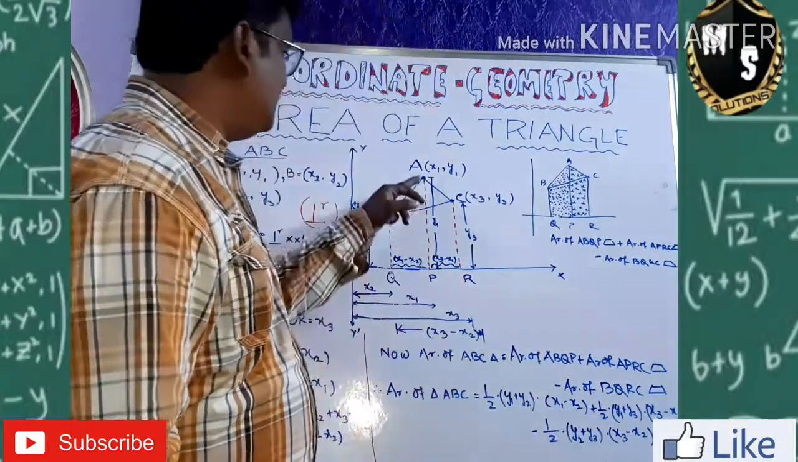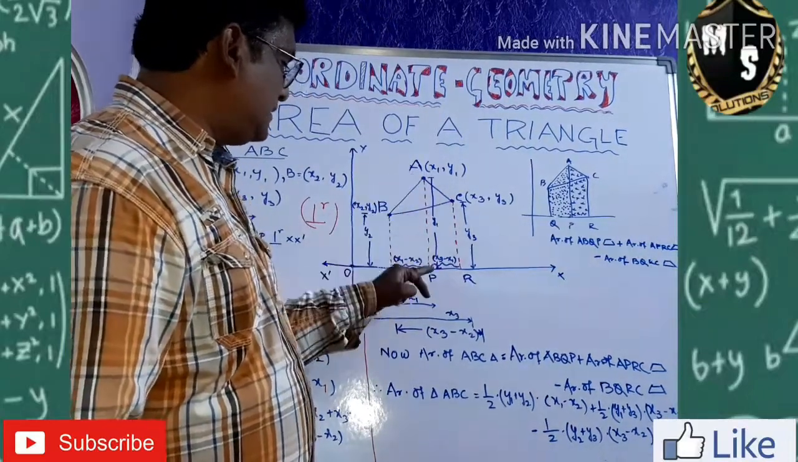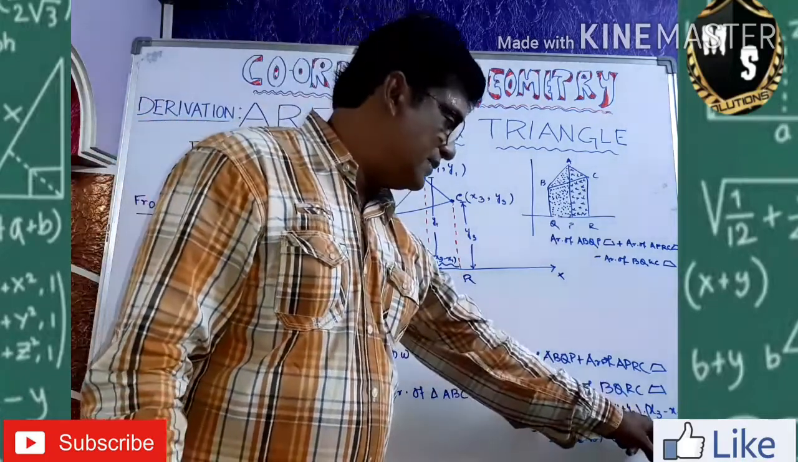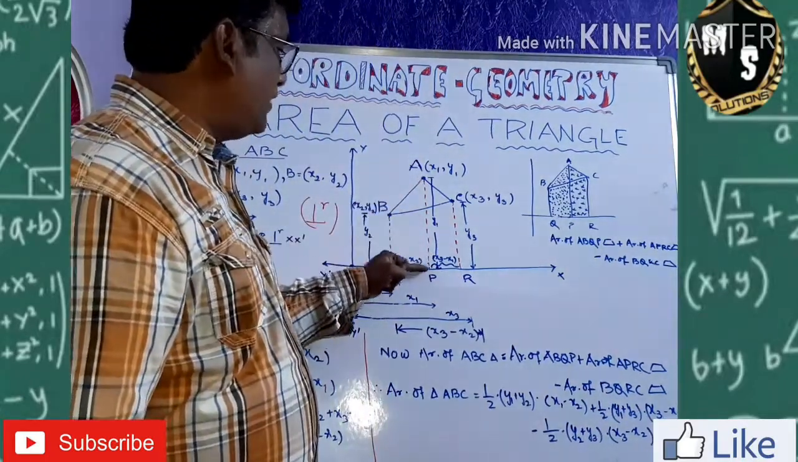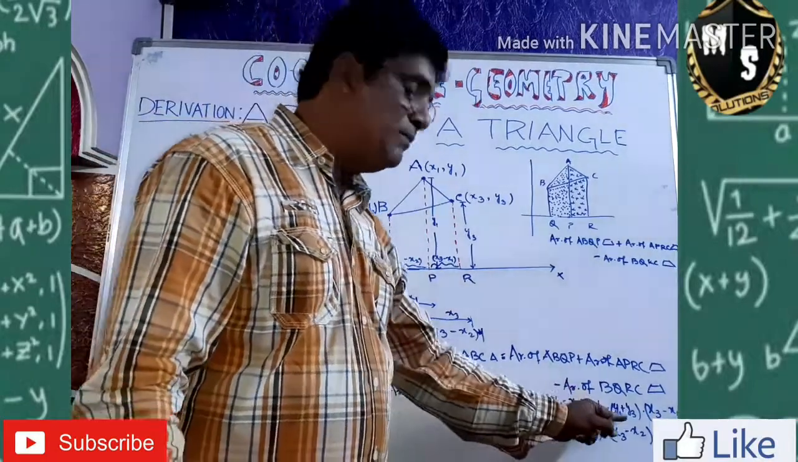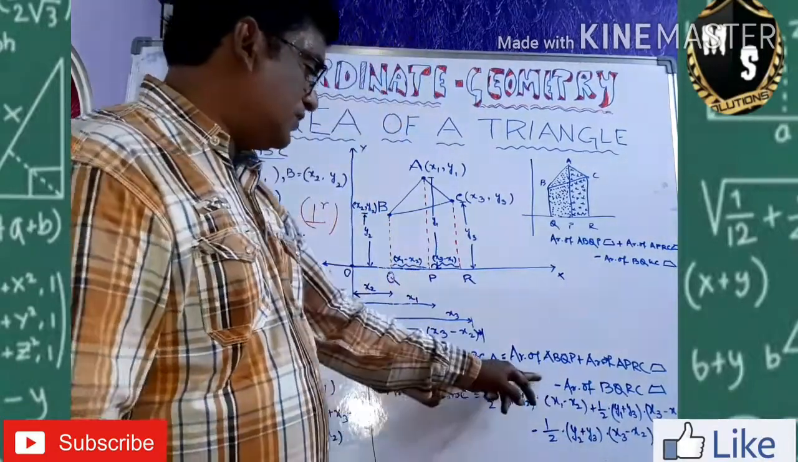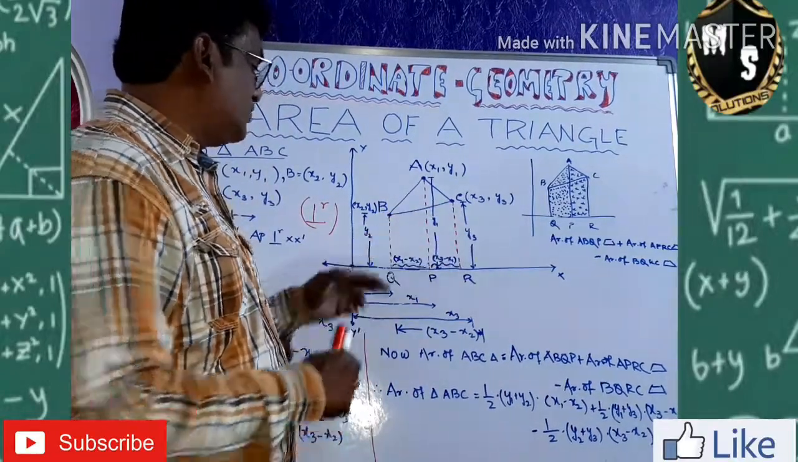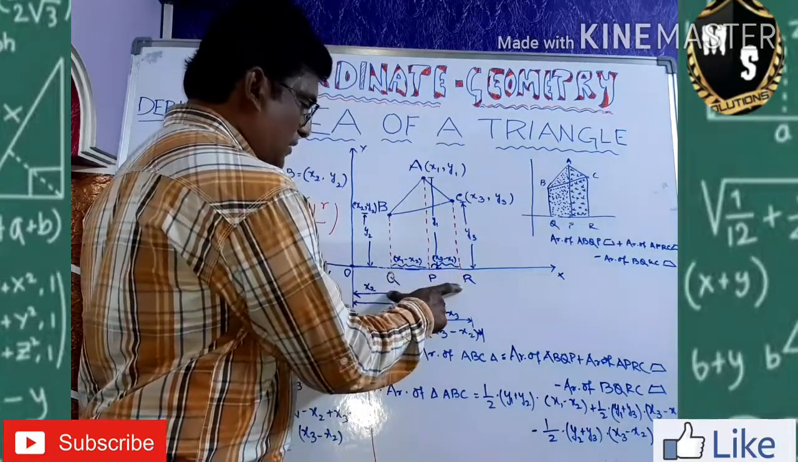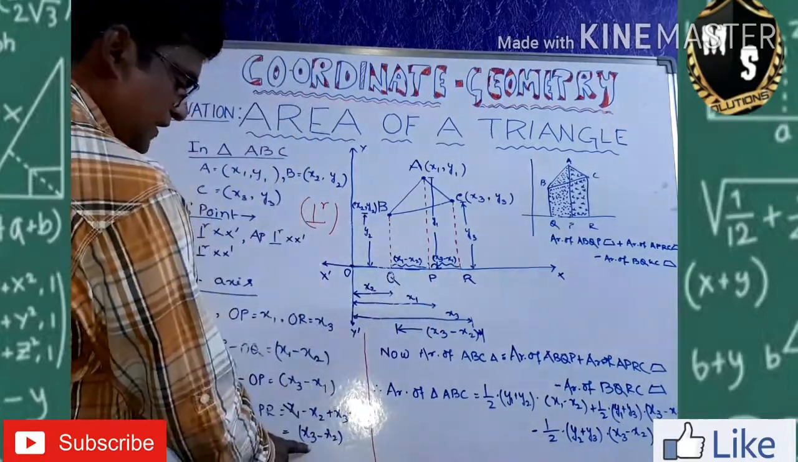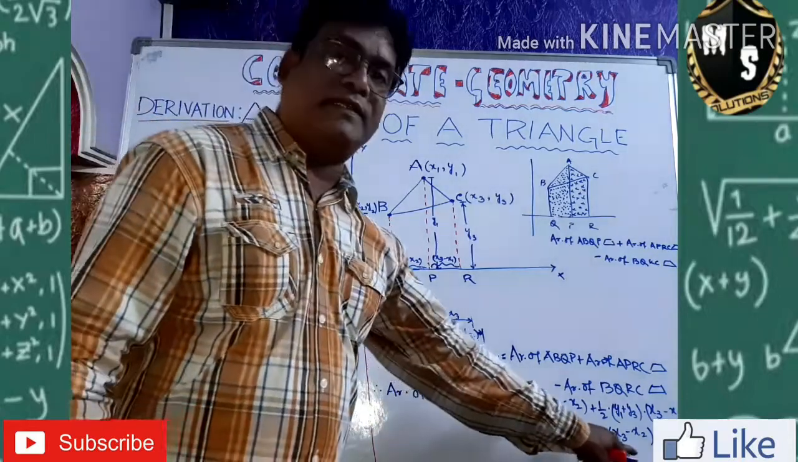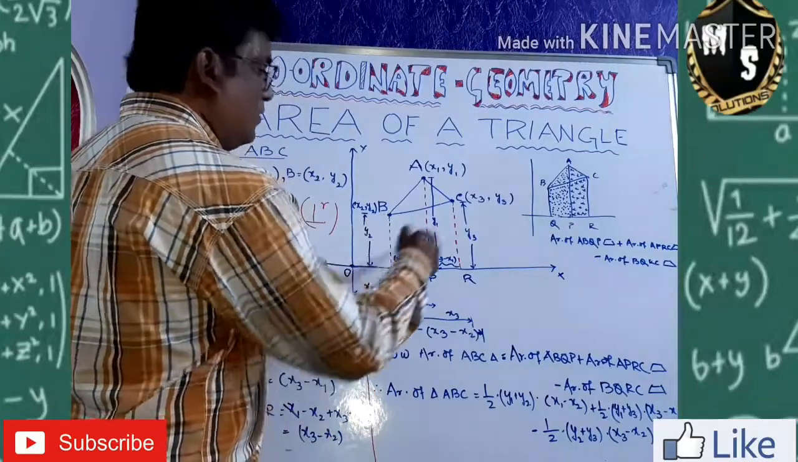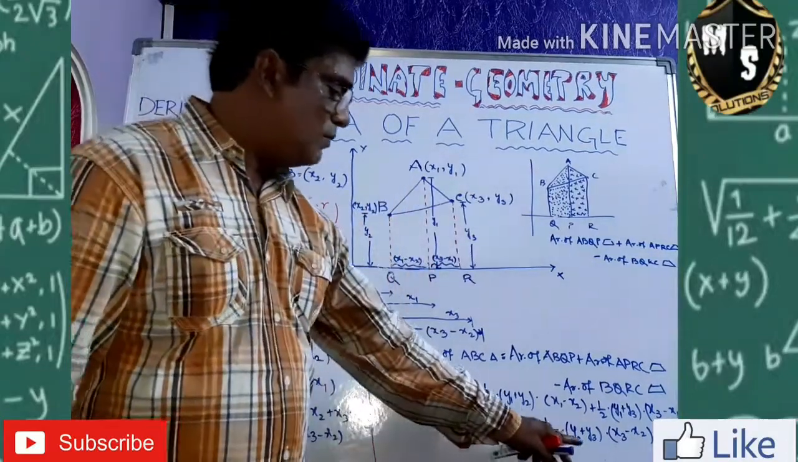Half into height, this one, APRC. Height is PR, half into X3 minus X1, I wrote the height, into the sum of the parallel sides, Y1 plus Y3. Next minus. We have to deduct what? This area. This is also a trapezium. So what is the height? This is the height, QR. QR came here, X3 minus X2. Put X3 minus X2 into the sum of the parallel sides. What are the sum of the parallel sides? Y2 plus Y3.